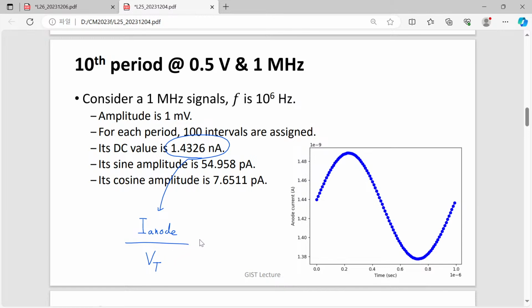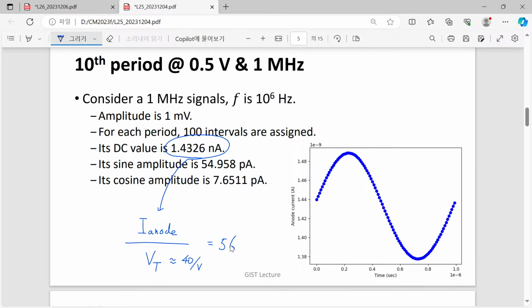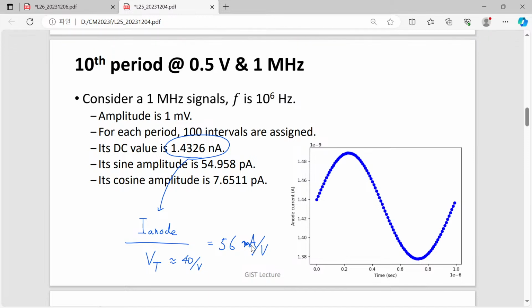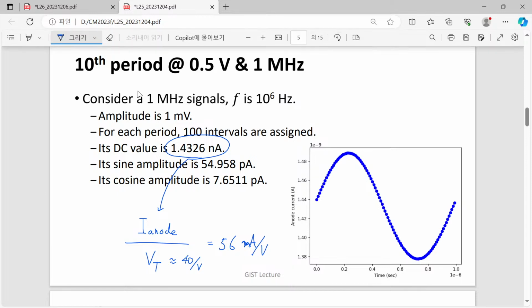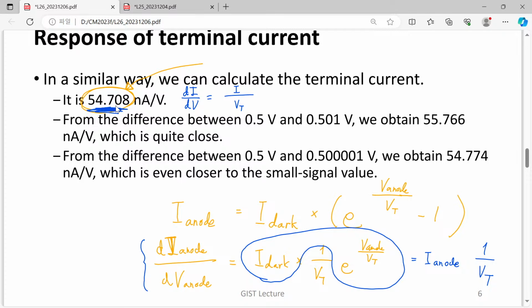What is inverse thermal voltage? Inverse thermal voltage is roughly number 40 per volt. It will contribute. So you will have this roughly 56 nanoampere per volt. That will be the expected behavior of dI over dV. And please have a look at this one. You can see that this is the case.